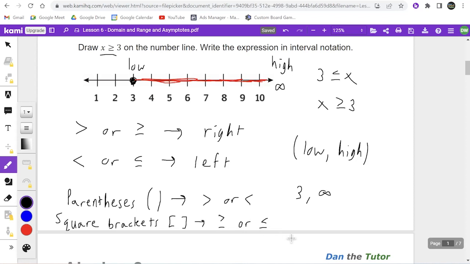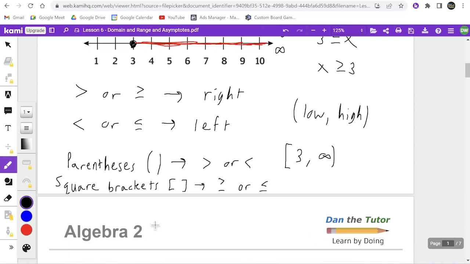So in this case, do we want to include the 3? Yes, because it's greater than or equal to. So square bracket around the 3. Do we want to include the infinity? The answer is no, not because we don't want to, but because it's impossible to contain infinity. It's infinite. That's one of the properties of infinity. So another note for you: infinity always gets parentheses, not square brackets.